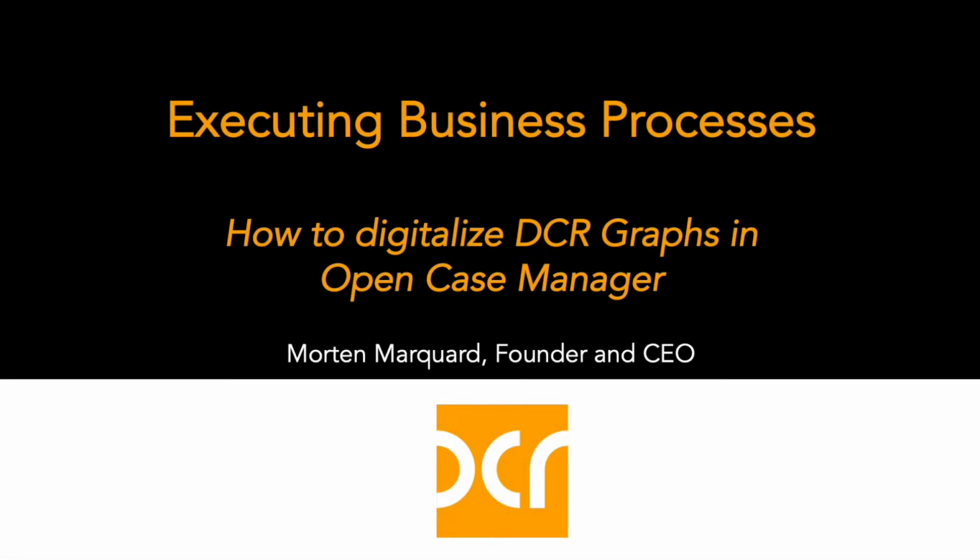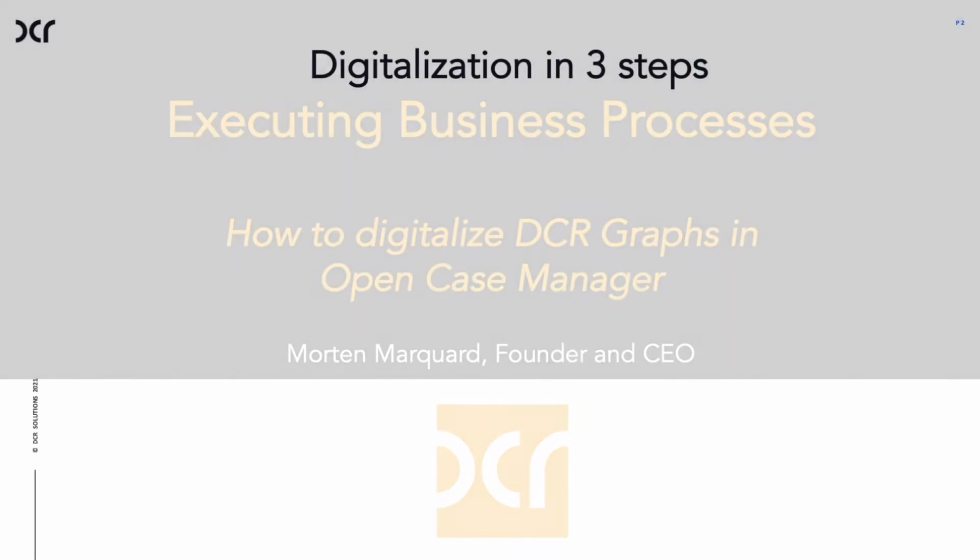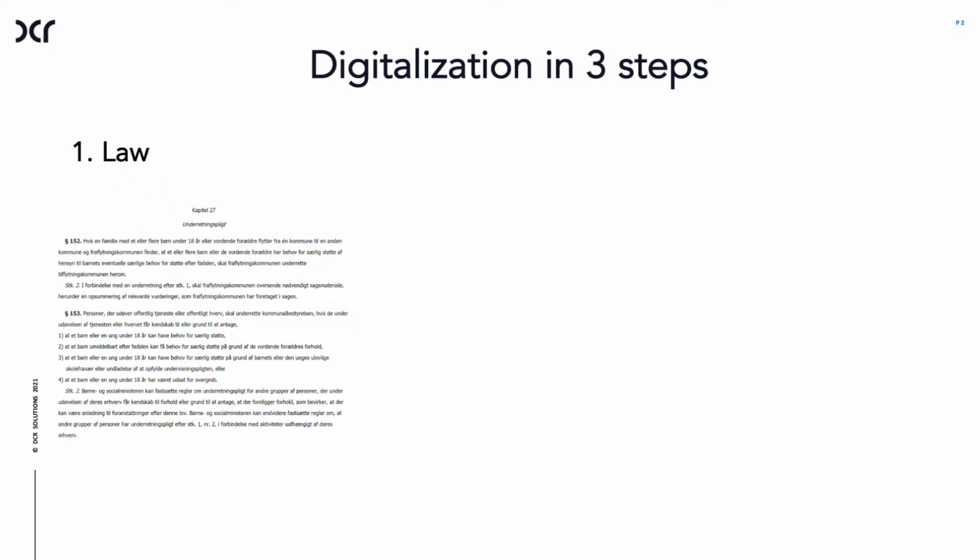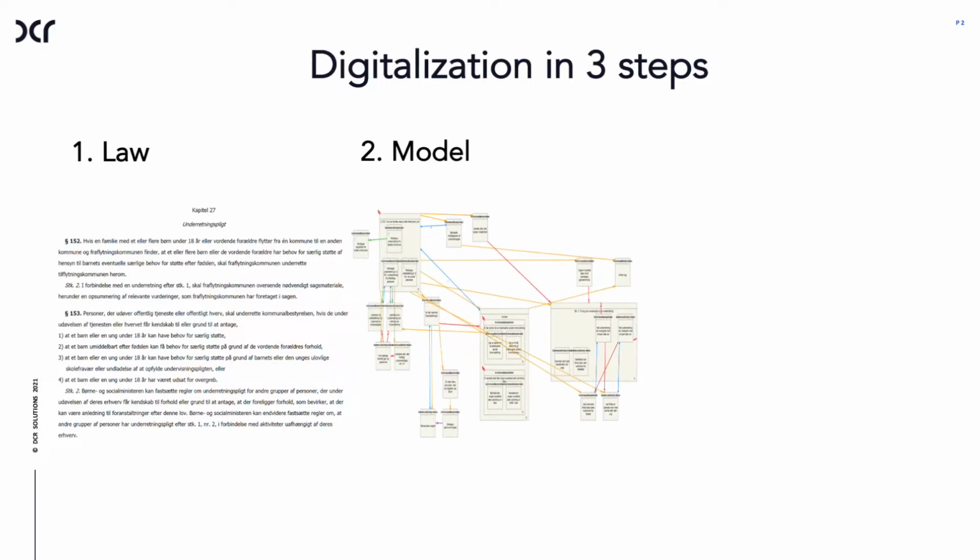In this video, I will show how we can execute business processes based on DCR graphs in Open Case Manager from DCR Solutions. I will demonstrate how to digitize processes without any coding. Given a textual description of how we work, that could be a law text or process description, business users can map the text into a process model in a DCR graph. The model is a digital representation of the text which can be executed in several IT systems without any coding.